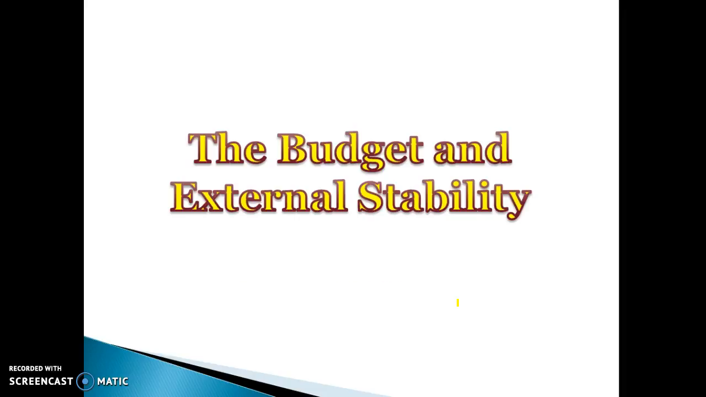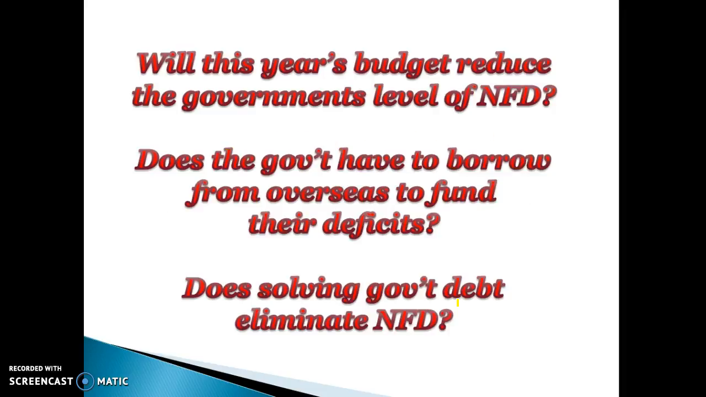So, the budget and external stability. First of all, external stability is not one of the primary goals of the budget, but in order to improve external stability, it's about trying to reduce the budget deficit, so we reduce public sector debt. It's also about trying to improve our level of export sales as well.